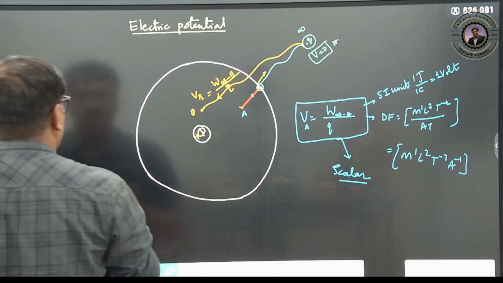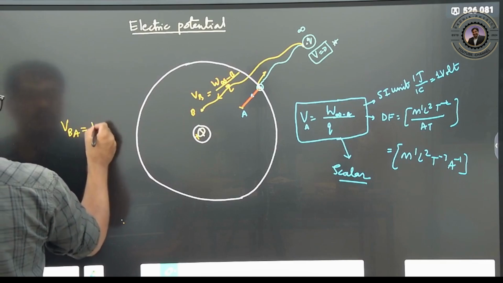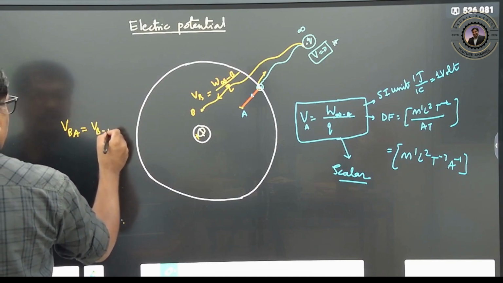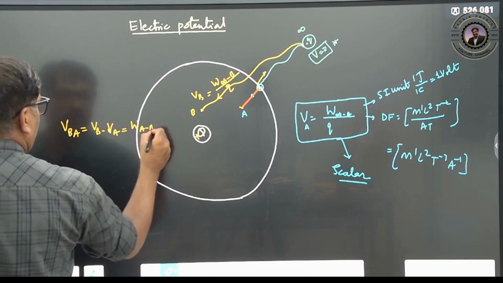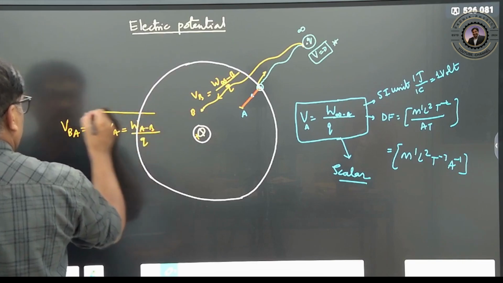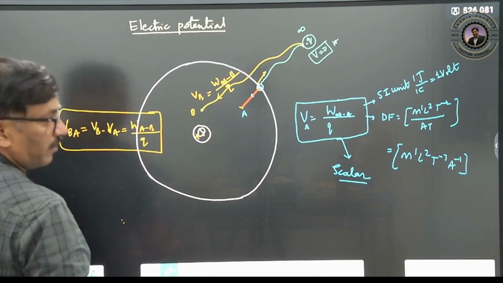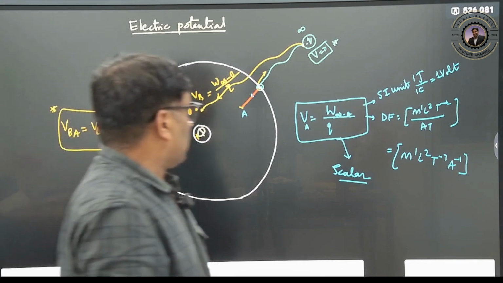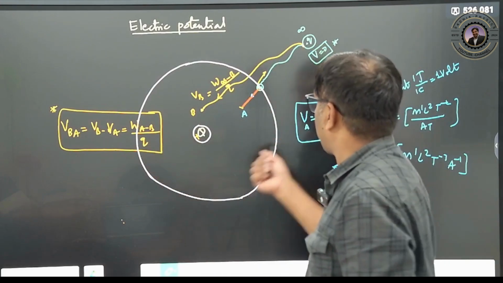Therefore, in between there will be a potential difference. So what will be the potential difference? Potential difference B to A is potential at B minus potential at A. That is nothing but the work done to bring the charge from A to B. This is your potential difference. Clear? So be careful on this, as these types of questions come.